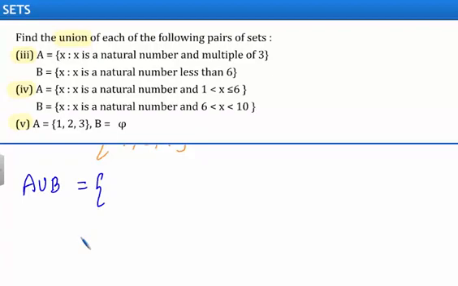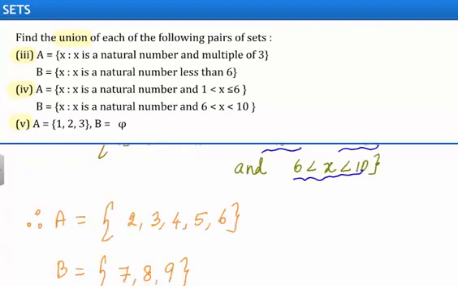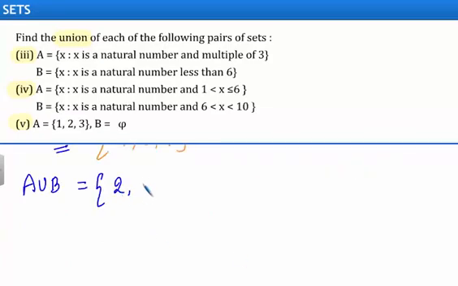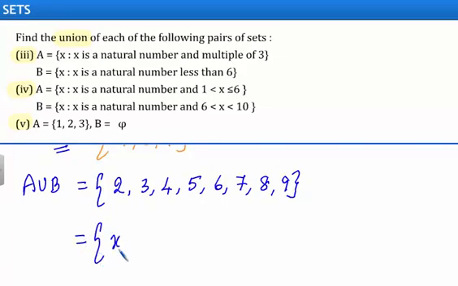We know that the set A union B consists of the elements which are in set A or in set B. So they are 2, 3, 4, 5, 6, 7, 8, 9. We can write A union B in set builder form as set of x such that 1 less than x less than 10 and x belongs to set of natural numbers.